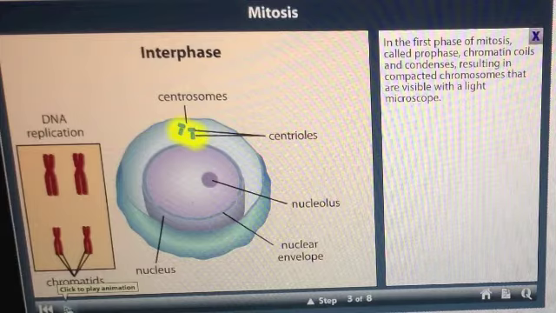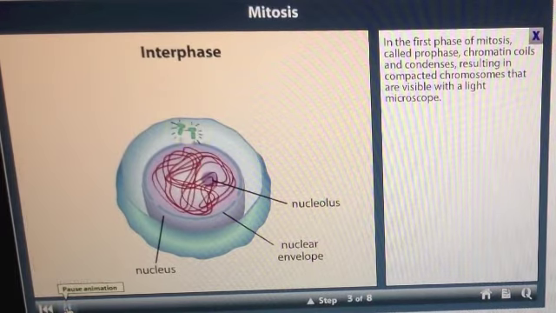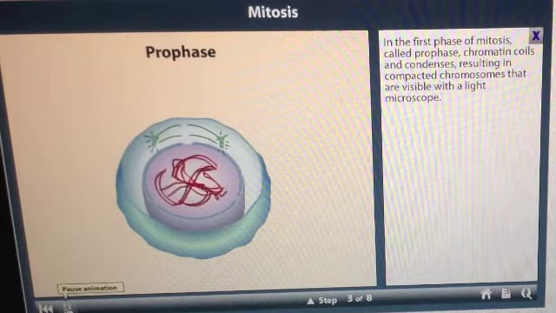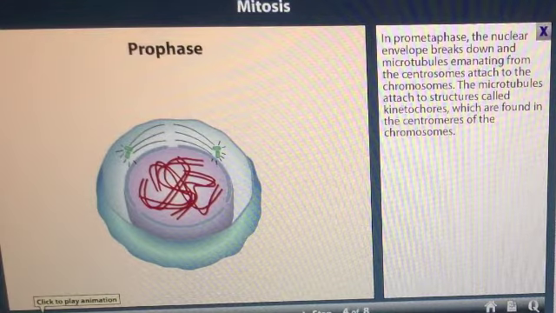In the first phase of mitosis, called prophase, chromatin coils and condenses, resulting in compacted chromosomes that are visible with a light microscope. In prometaphase, the nuclear envelope breaks down and microtubules emanating from the centrosomes attach to the chromosomes. The microtubules attach to structures called kinetochores, which are found in the centromeres of the chromosomes.